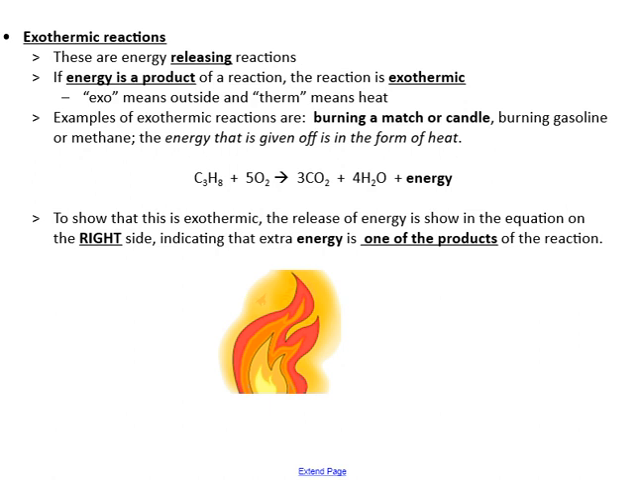I could write the word heat as a product in the reaction. In the chemical reaction that we have here on our page, we have the chemical formula for propane gas reacting with oxygen to produce carbon dioxide, water, and heat energy. The reaction is exothermic.